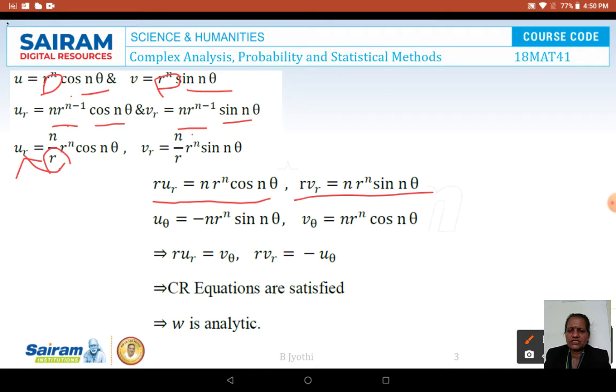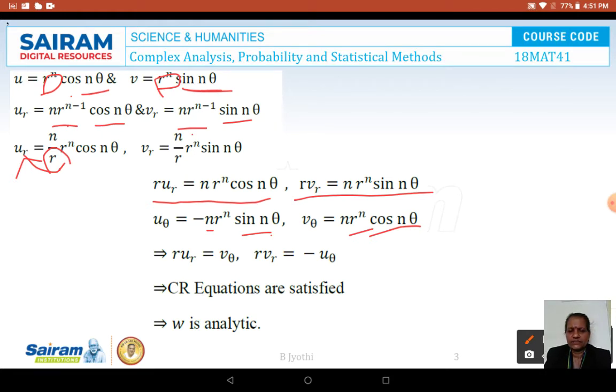Now let us differentiate this with respect to theta. That time r power n will be treated as constant, only cos n theta will be differentiated. The derivative of cos n theta will be minus sin n theta into n. So n is multiplied. Similarly, the derivative of sin n theta will be cos n theta into n, where r power n is treated as constant.